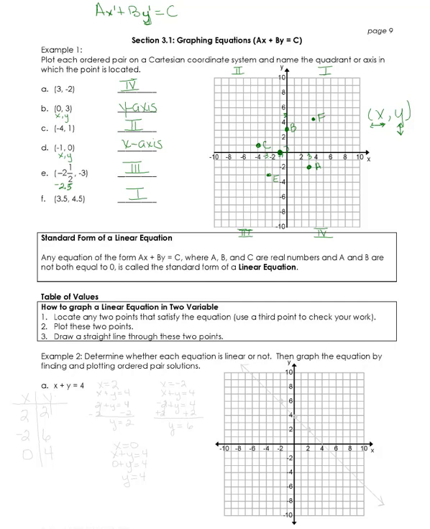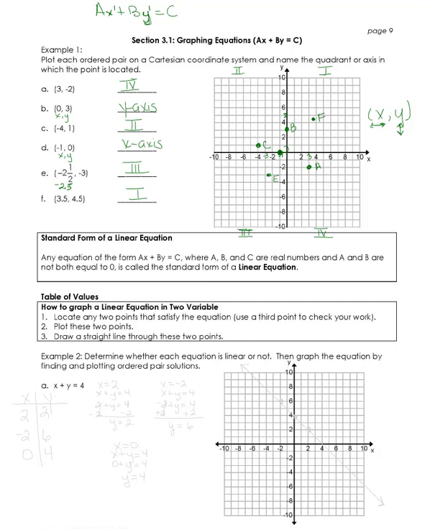Okay, so it says here, standard form of a linear equation. Just the definition: any equation of the form ax + by = c, where a, b, and c are real numbers and a and b are not both equal to 0, is called the standard form of a linear equation. Please put an asterisk or something by that, because I know at some point we're going to be converting. You're going to be given a graph, and then it's going to ask you to write the equation. You're going to go backwards, and at some point it's going to ask you to write the equation in standard form. And this is where your x and y are on the same side.